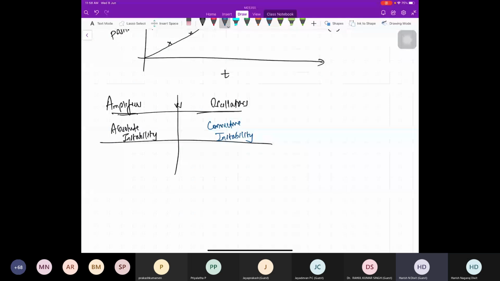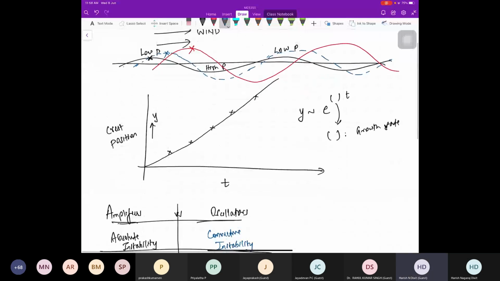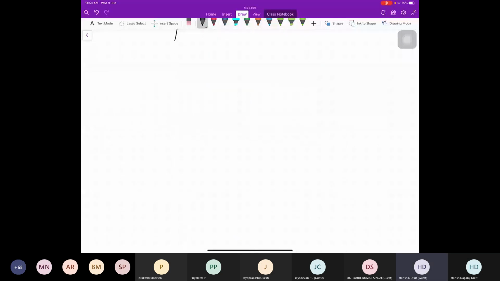There's also something called absolute versus convective instability. How do we think about absolute and convective instabilities? In this example, I said the wave is growing, but it's also flowing down with time. So you can have a situation where if you give a disturbance, the disturbance will basically keep amplifying. How do I think about it? Let's look at three scenarios.